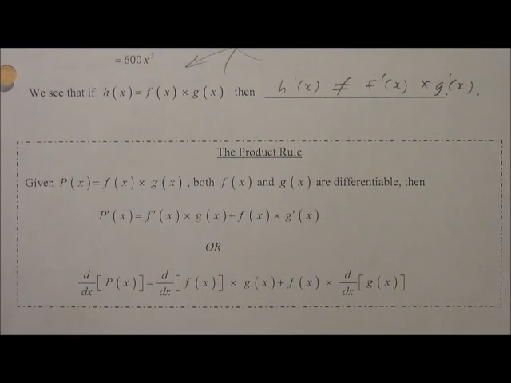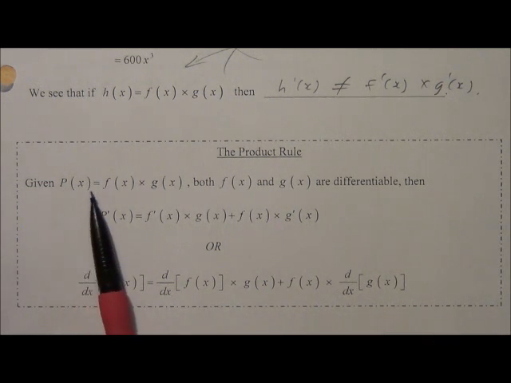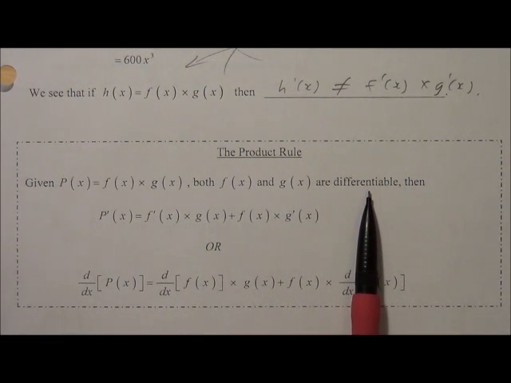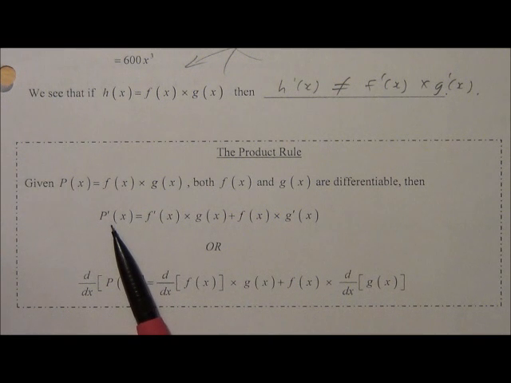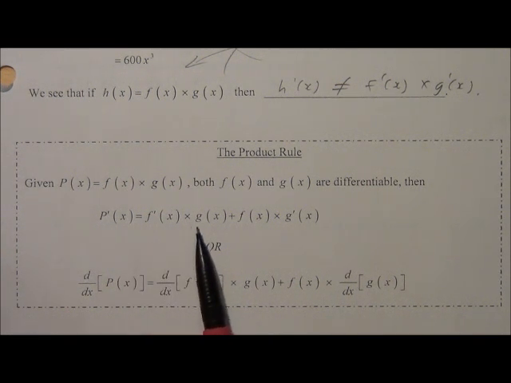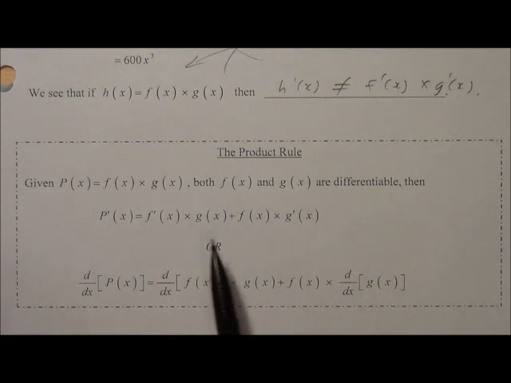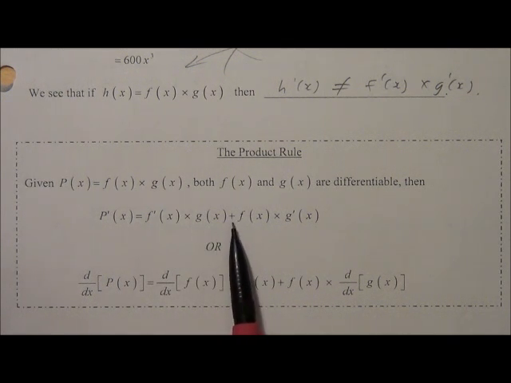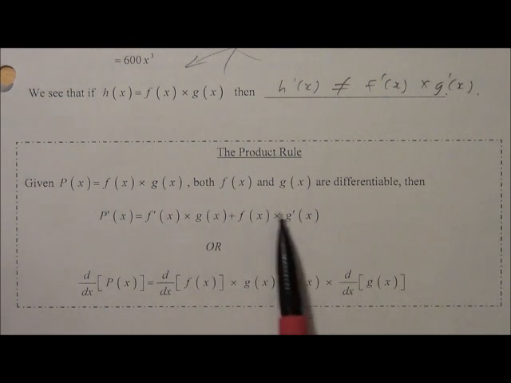So if we have some function capital P of x equals f of x times g of x, where both f of x and g of x are differentiable, i.e. there are no cusps or corners or holes or vertical asymptotes, then P prime of x equals f prime of x times g of x plus f of x times g prime of x. So basically, the derivative of the first times the second plus the first times the derivative of the second.